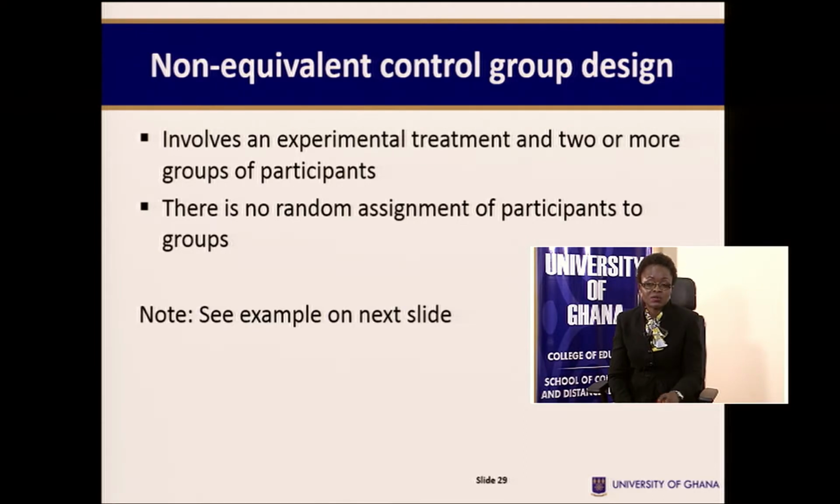There is an experimental treatment, but the groups of participants could be 2 or 3 or more. There is no randomization. The participants are just divided, I would say not scientifically. There is no way of deciding where each of them belongs, and that is what makes it non-equivalent. Non-equivalent also means that maybe one group has 10 participants, the other group may have about 12 or 15 participants. So something is not equal about the groups.